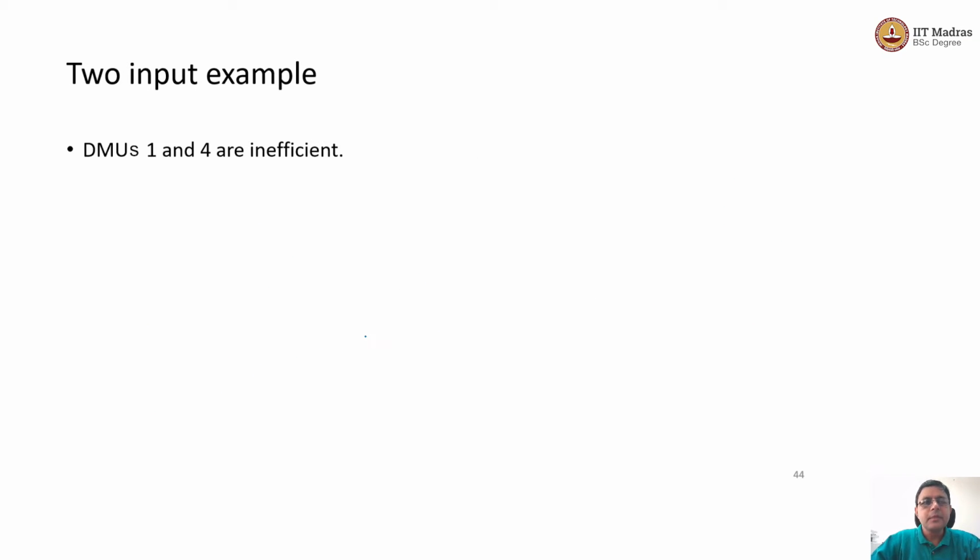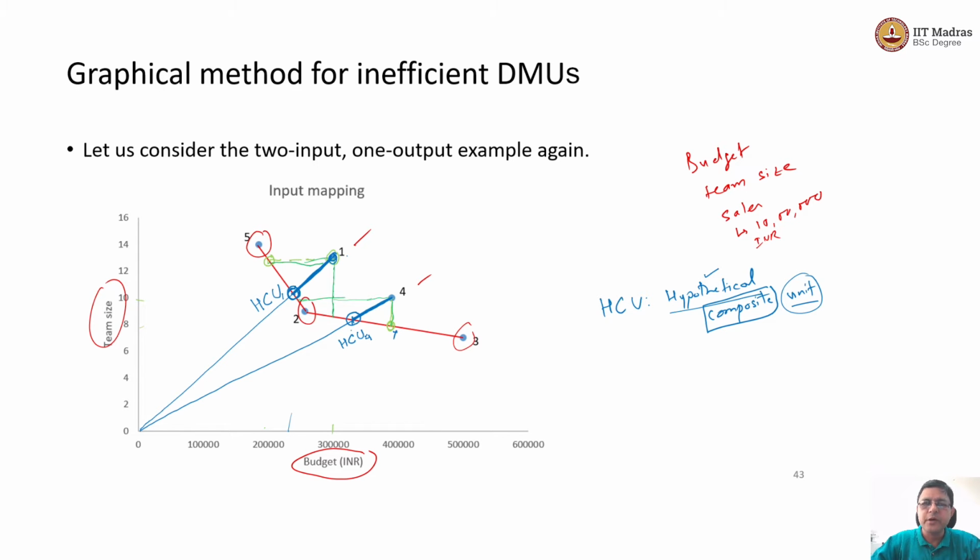This is the graphical explanation of what we are going to do now. Okay. So this is just summarizing. DMUs 1 and 4 are inefficient, and they have to move. Essentially, move meaning reduce the inputs. Here, this is an example of 2 inputs and 1 output. So the only way the DMU can become efficient is to reduce the resources that it is consuming.